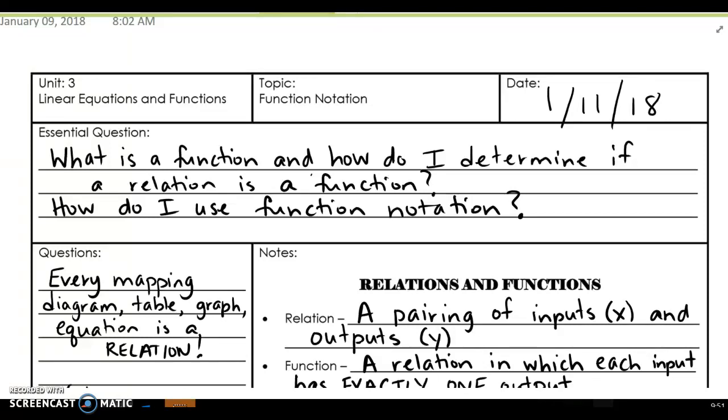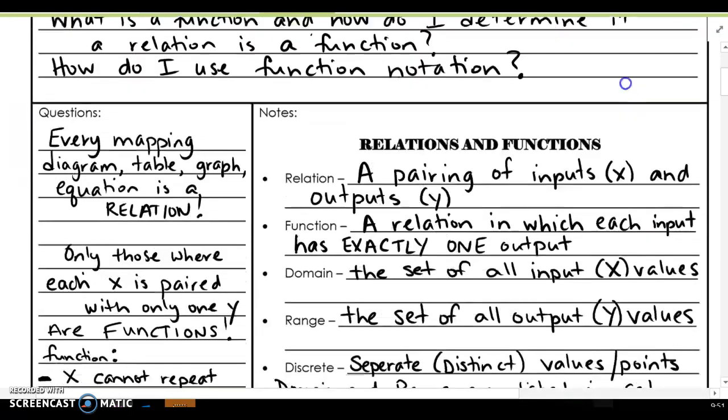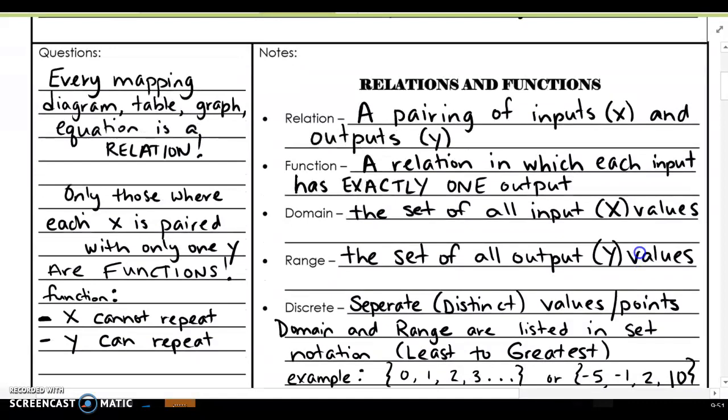This video is to discuss two standards, F1 and F5, understanding the concept of a function, and then also looking at function notation. How do we use function notation? How do we evaluate function notation? Review of what is a function.